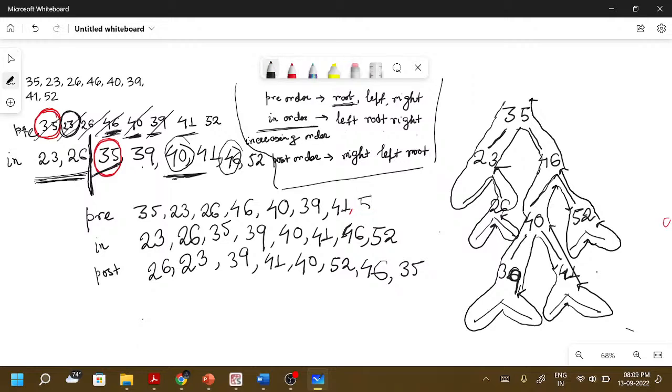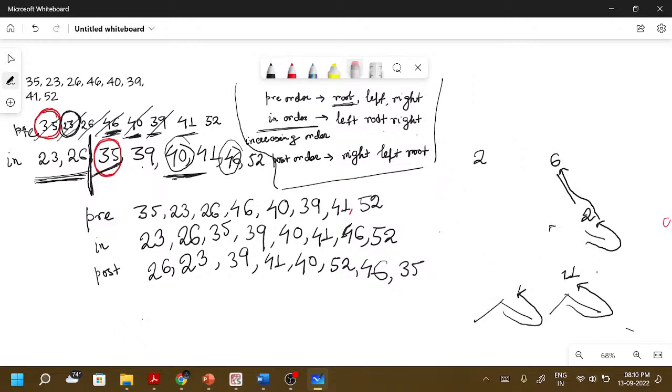Sir, could you construct a tree using post order? Yes, similarly, one second, I'll show. It's similar. So this part is clear now. So this is our post order. Let's try to build it with the post order.